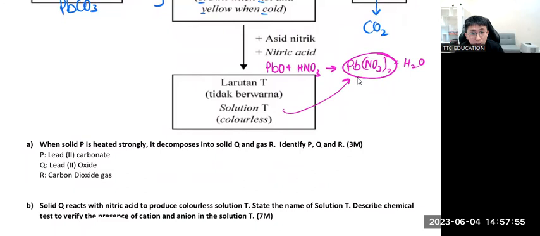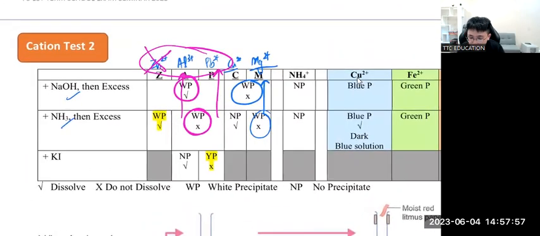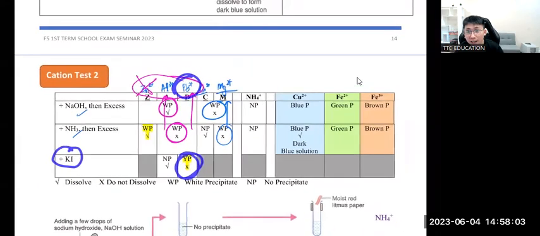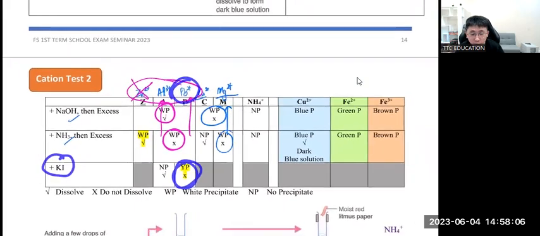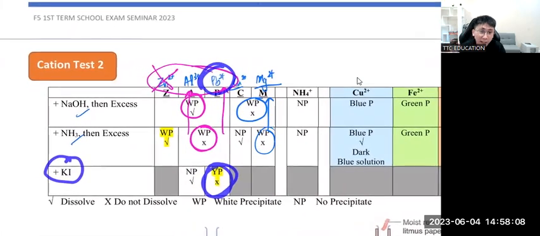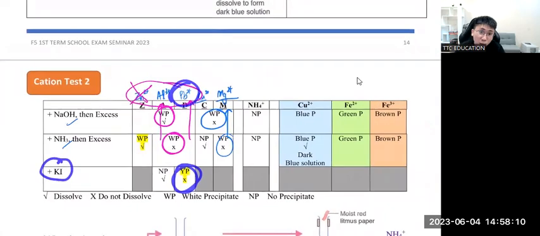Okay, to test Pb2+, you go all the way back. Remember Pb2+, we can test with potassium iodide to get a yellow precipitate. To test Pb2+ actually there is a very special test. Add KI, you see yellow precipitate. Then how to test nitrate?